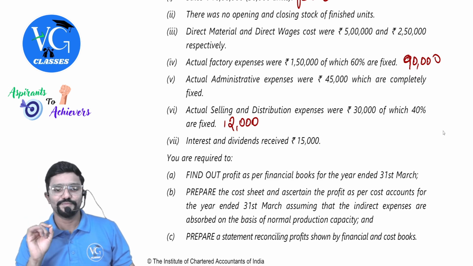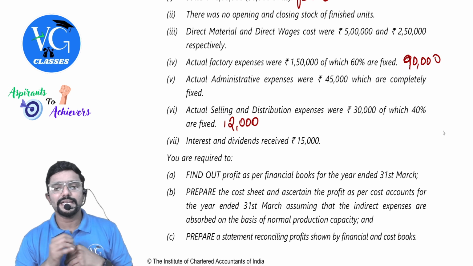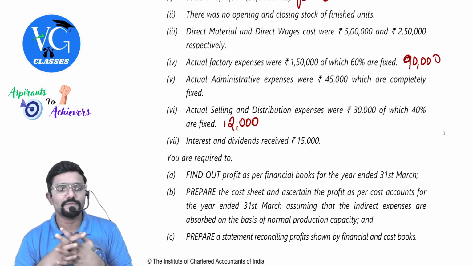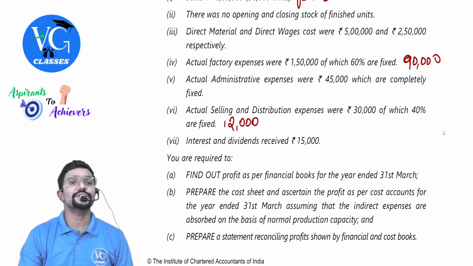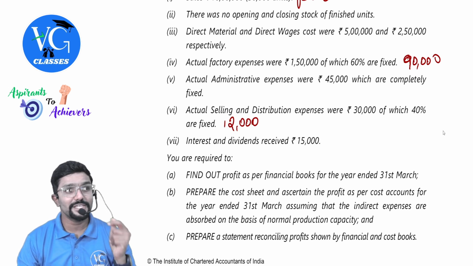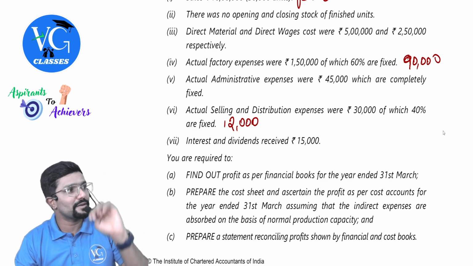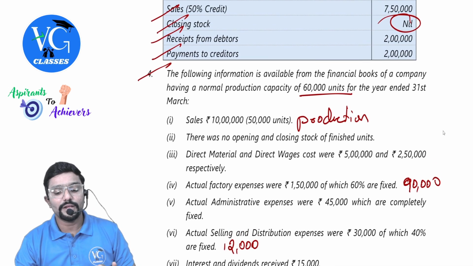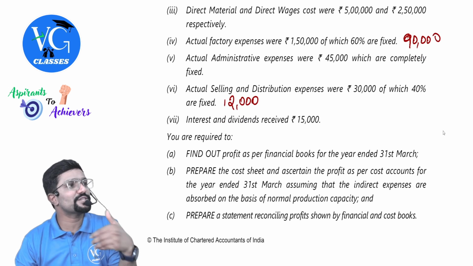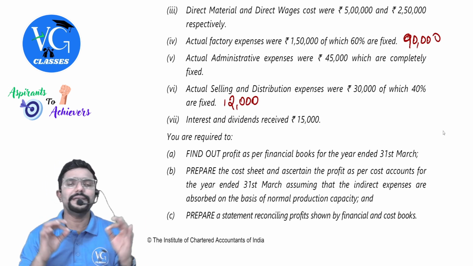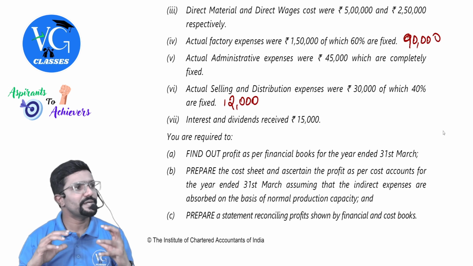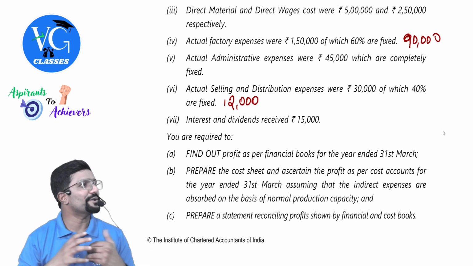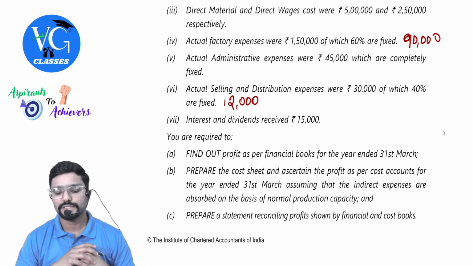Now coming to cost. Prepare the cost sheet and ascertain the profit as per the cost accounts for the year ended 31st March, assuming that the indirect expenses are absorbed on the basis of normal production capacity. You would have fixed the predetermined overhead rate based on normal capacity. Clear? For example, assume the predetermined overhead rate is fixed at 10 rupees per unit. So for each and every unit you produce, how much will you charge? 10 rupees.